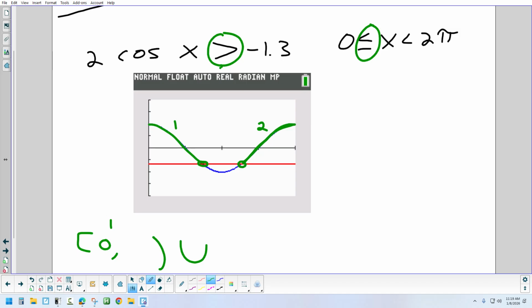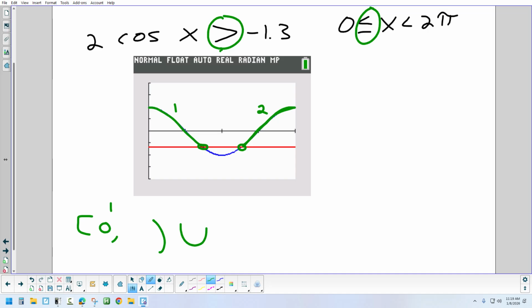Because I can't include it, what symbol is going to start interval 2? Yeah, parenthesis. I don't know the number yet. I have to find the intersection point. But now, where does interval 2 stop? It stops at the right edge of the screen. That right edge of the screen is at 2 pi. Can we include or not include 2 pi in our answer? Right, not include. It says right here, you cannot include 2 pi. So I can do all of that without actually calculating the intersect.